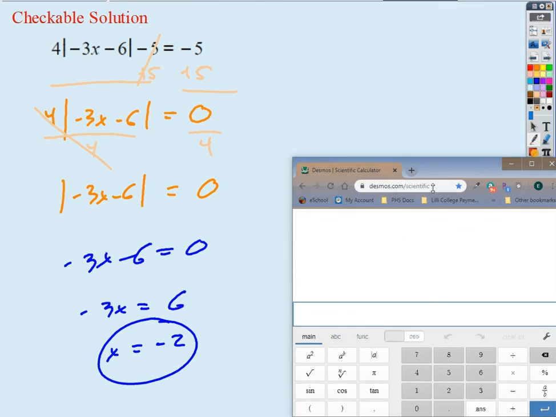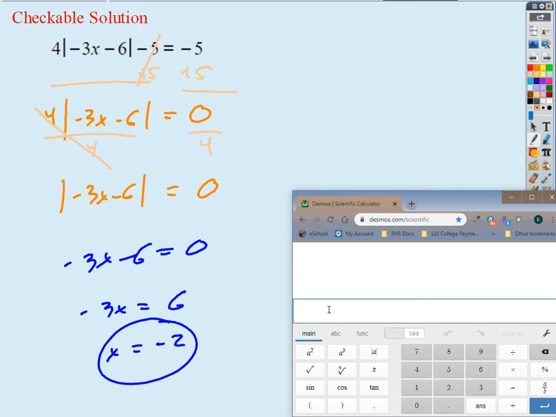So if, let's type out the expression first. There's the absolute value bars. Everybody see that? Little button there, that's convenient. So we get 4 times the absolute value of negative 3x minus 6 minus 5. And then let's go back and replace the x with the quantity negative 2.